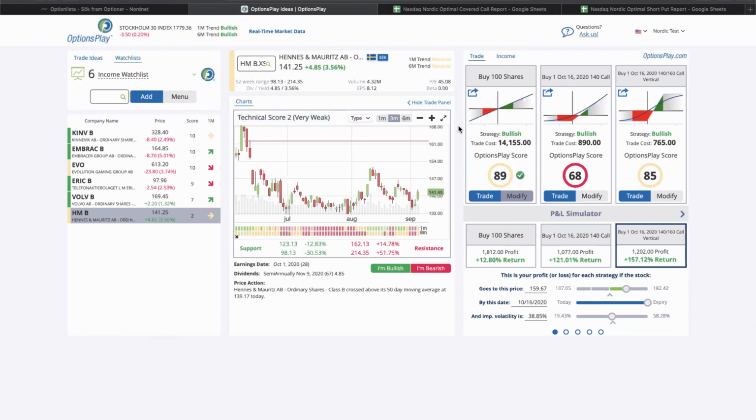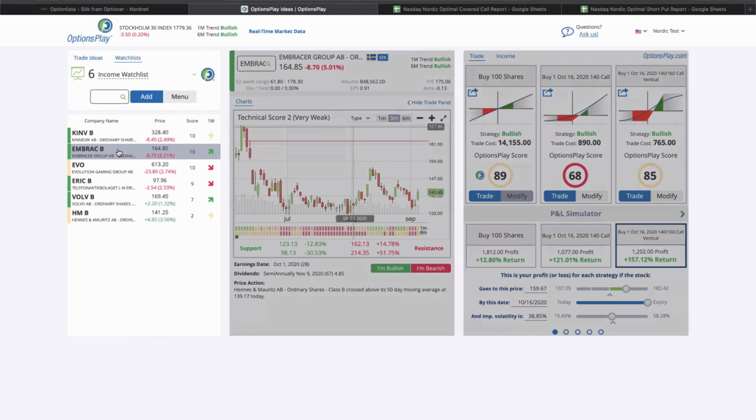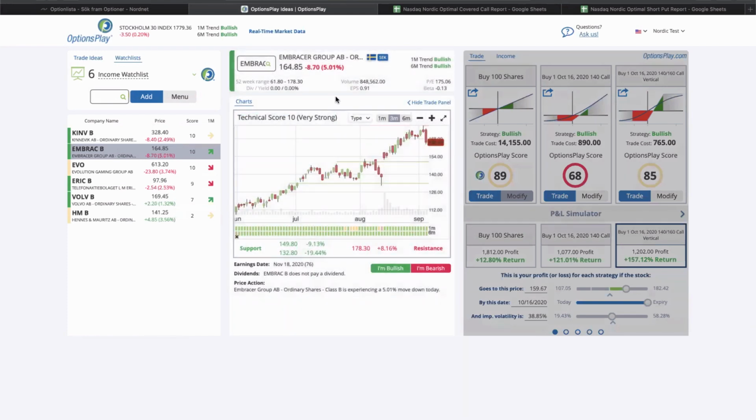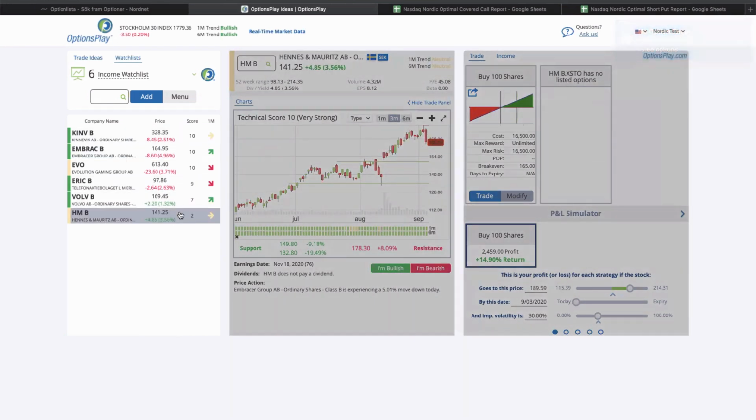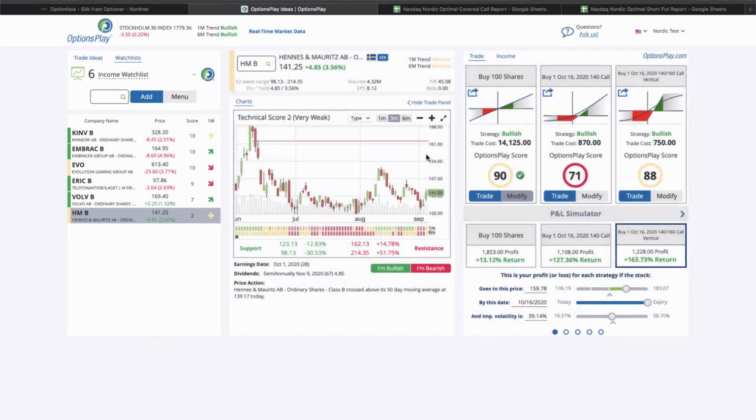So is the stock outperforming the market or underperforming the market, on a scale of 1 to 10? 10 are the strongest stocks in the market. For example, if we look at Embracer, as you can see, this is a stock that clearly has outperformed the market. That's why it has a score of 10, versus H&M with a score of 2, which is underperforming the market.